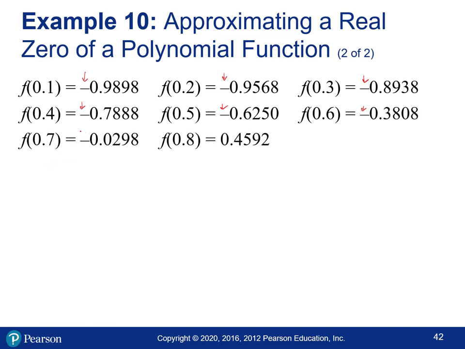Plugging in 0.7. Oh, okay, look at this. At 0.8, this is where it changed to positive. So this is where we stop. We don't have to plug in 0.9 because between 0.7 and 0.8, something happened. When we plot the points on our graph, we crossed over the x-axis because we went from having a negative y value to a positive y value. So we want to look between 0.7 and 0.8.